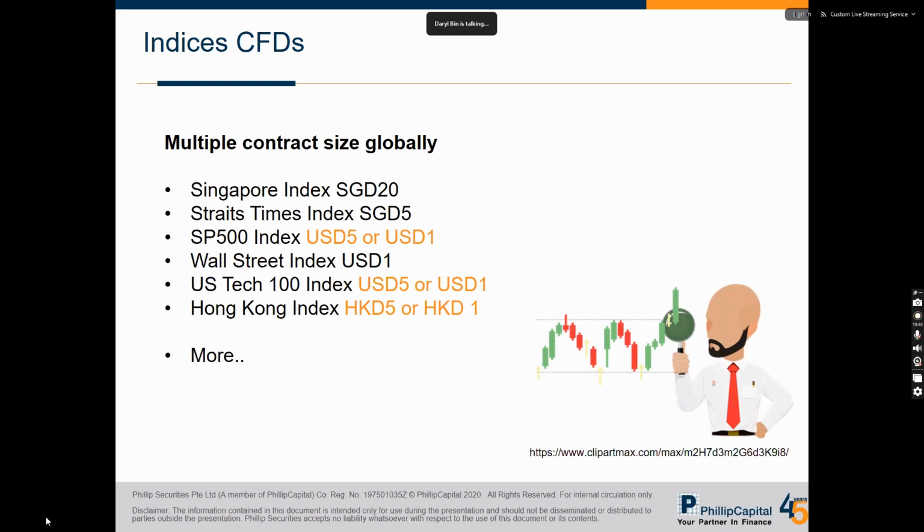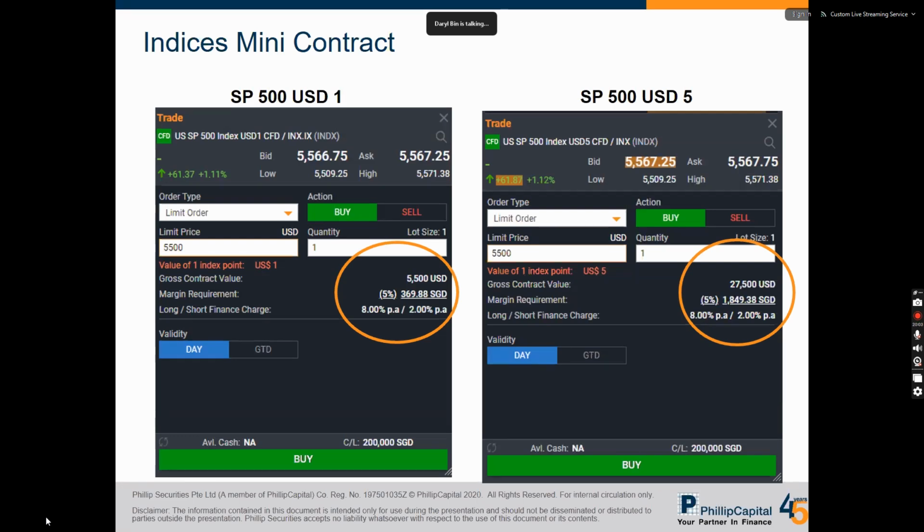Okay, so on our platform, these are the indices we offer. However, the indices that we see on the screen are the commonly traded ones. You can view more on our website. We also have the mini contracts for them. So just like the gold example, this is the S&P 500 contracts. We have the USD1 and USD5. The 1 means the value per index point is $1, and the 5 means the value per index point is $5.